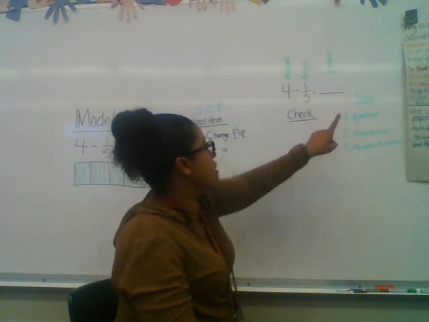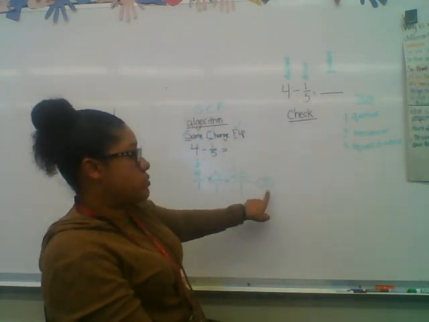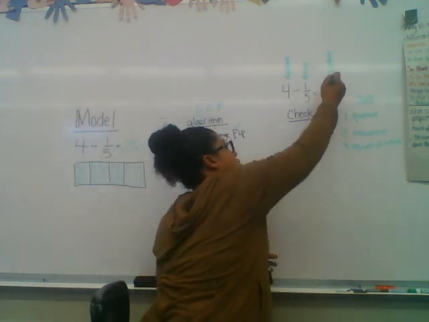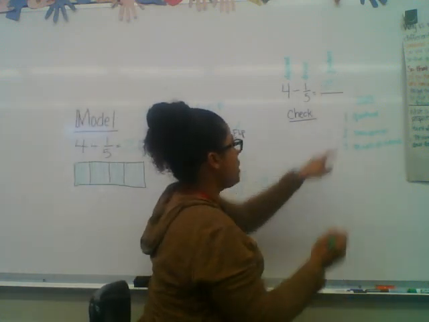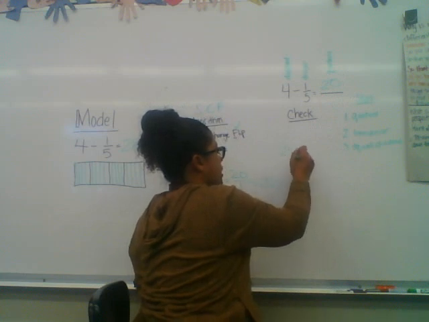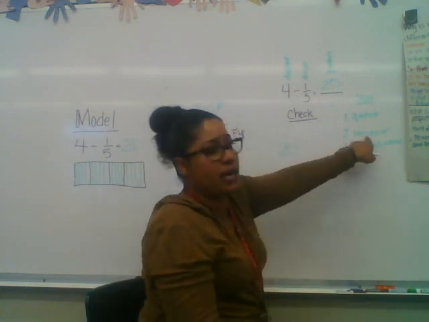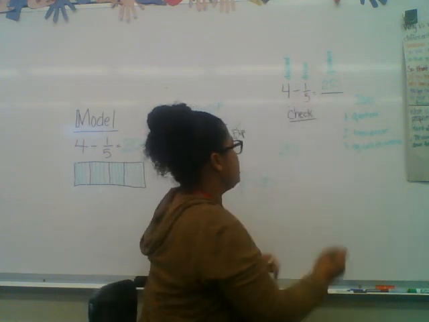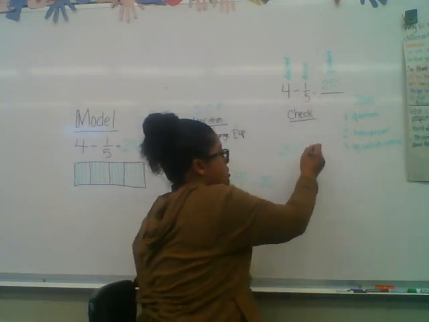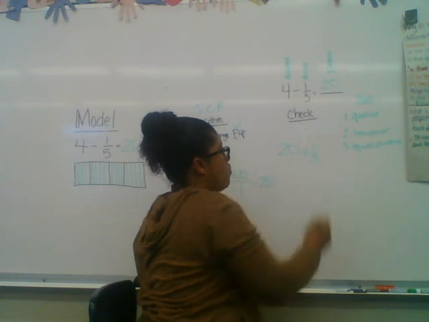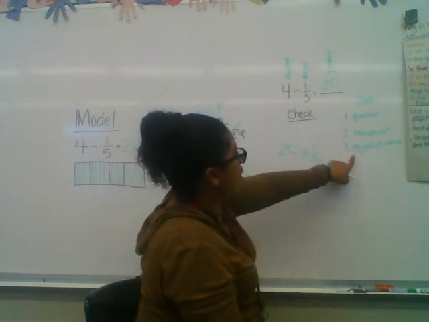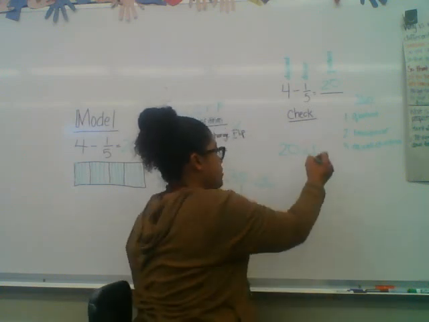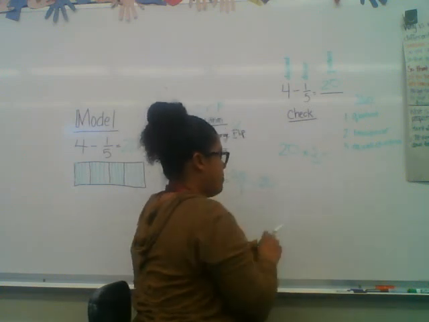So first you take your quotient. What did we say our quotient was? We said our quotient was 20. Okay? So our quotient is 20. So we take our quotient, which is 20, and then we times it by our divisor. So our divisor is 1/5. So we take 20 times 1/5, and then this answer should equal our dividend. So then we put equals.